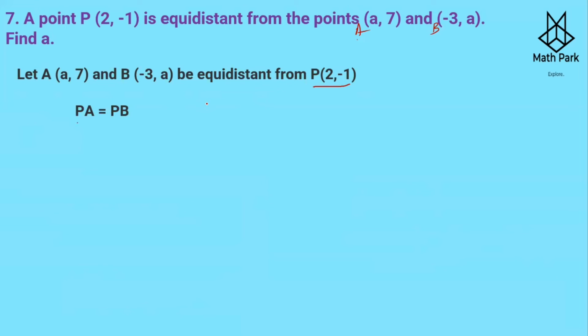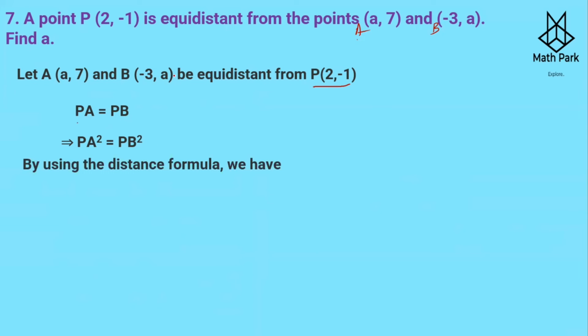Now, as we know, our distance formula is under the root. So we'll be squaring both sides. So we get PA square is equal to PB square. Now, by using the distance formula, let us find PA. So when we are finding PA, we are using these 2 points. So we get (2a minus 2) the whole square. We can start from anywhere. I can start 2 minus a or a minus 2. It is going to get same. So we have (a minus 2) the whole square. 7 minus of minus 1 becomes 7 plus 1, the whole square. When I start from here, I get (minus 3 minus 2) the whole square. (3a minus of minus 1) becomes (a plus 1) the whole square.